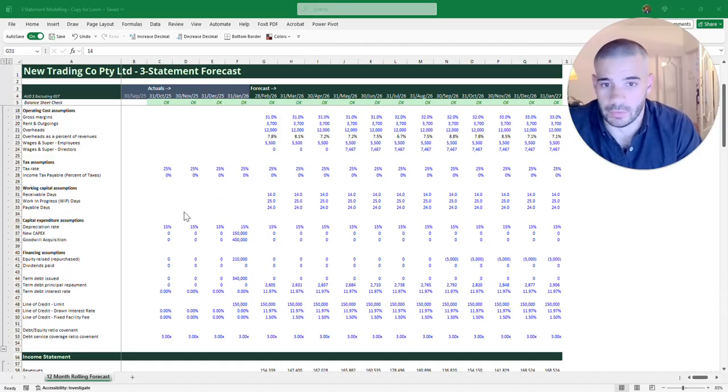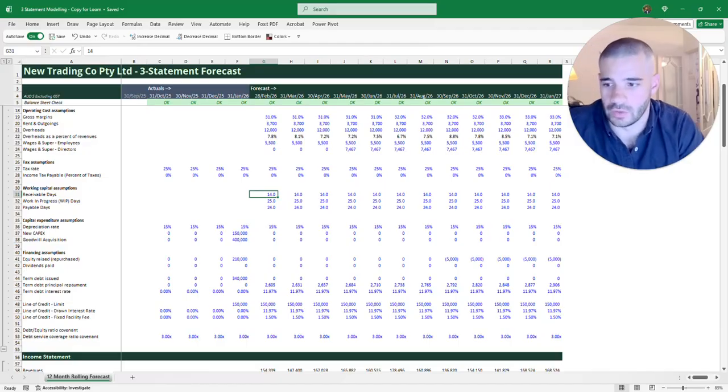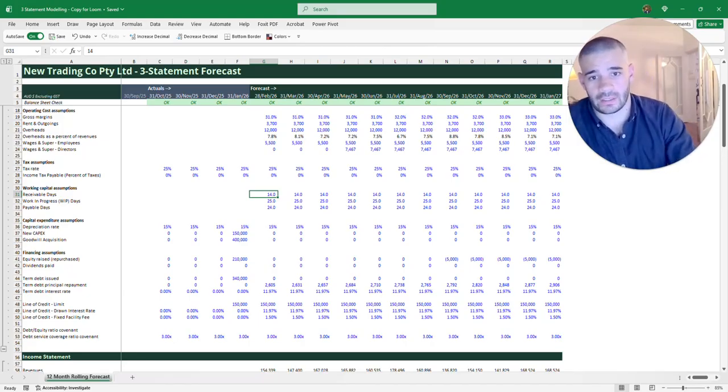We're just talking about receivable days. And so this here is an average figure, 14 days. What that means is your invoice terms, when you finish a job and you hand an invoice to your customer, they've got on average 14 days to pay. And that's going to delay the cash hitting our bank by 14 days. So that's one thing we need to think about in terms of the timing of cash flows.